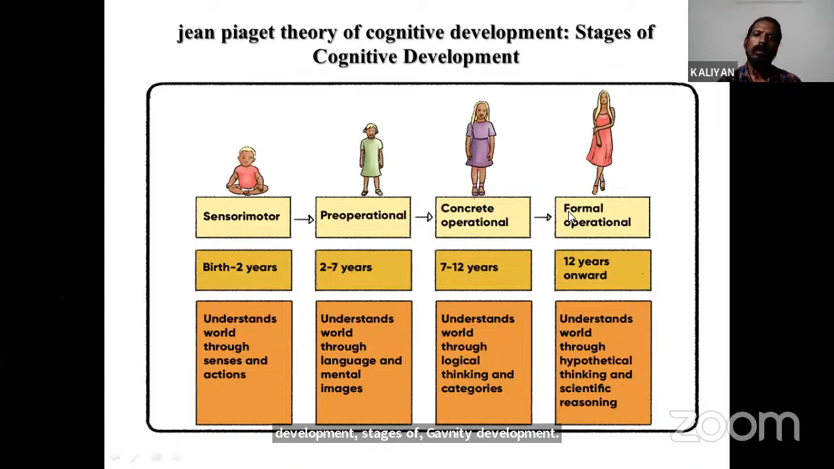They will ask like match the following, or choose, select which one or which are the cognitive stages of the cognitive development. So this is important.